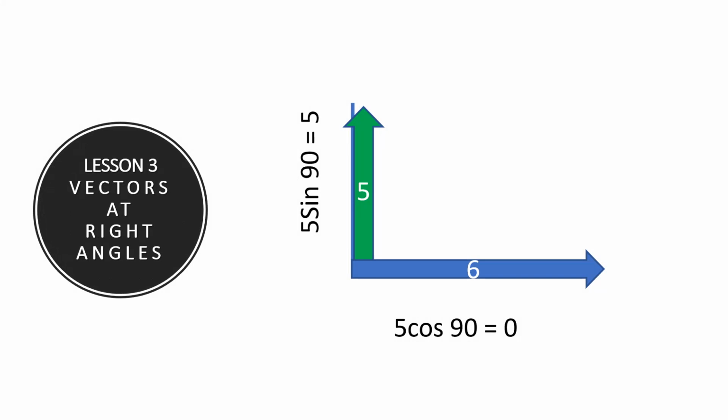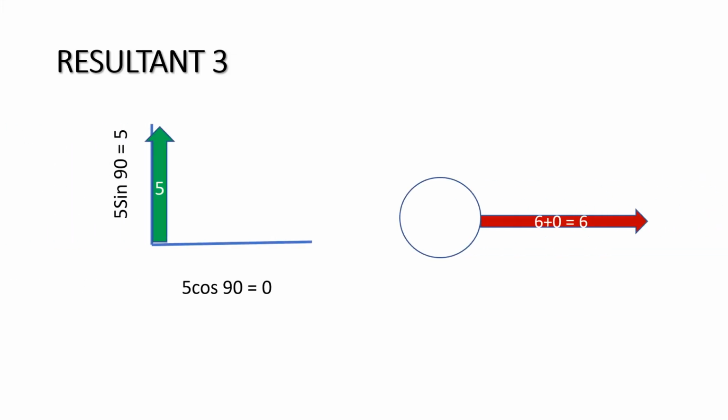Lesson 3. Vectors at right angles to each other. Vectors A and B are at right angles, as we can see from the diagram. As before, the part of vector B that augments vector A is given by the cosine expression 5 cos 90. Every high school student that has done a bit of trigonometry knows that cos 90 is equal to 0. Therefore, there is nothing to be given by force B to augment force A.